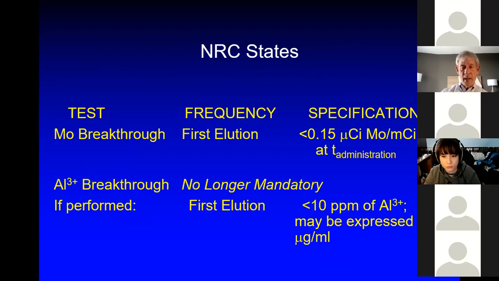And here are the NRC rules. Moly breakthrough, 0.15 microcurie per millicurie. And remember, you only have to do it once. If it passes on the first elution, you're done for the week. You don't have to do it again. Aluminum ion breakthrough, if you choose to do it, again, first elution.